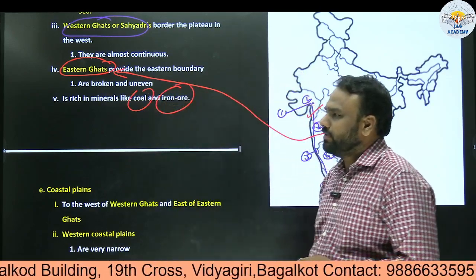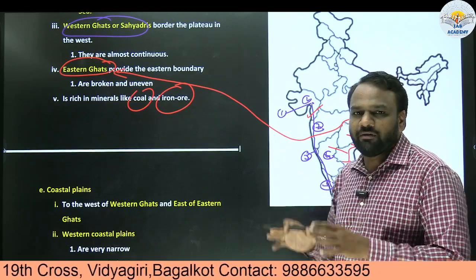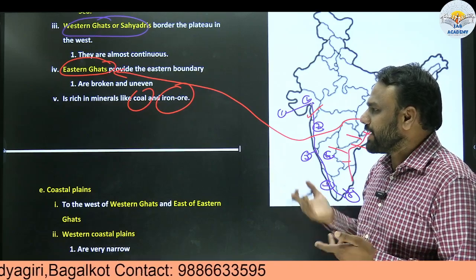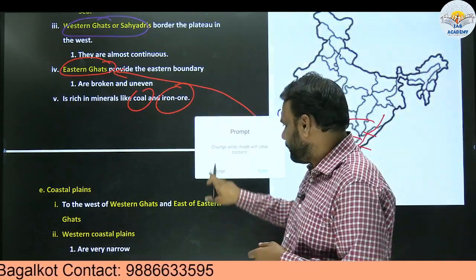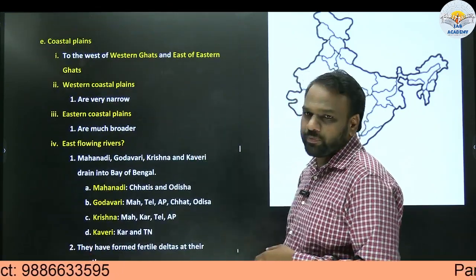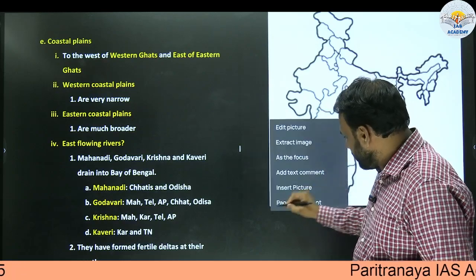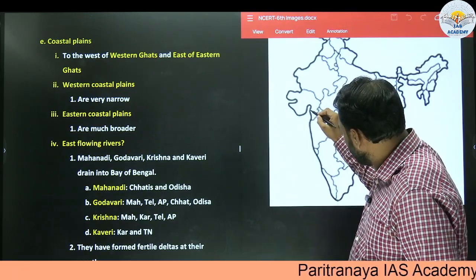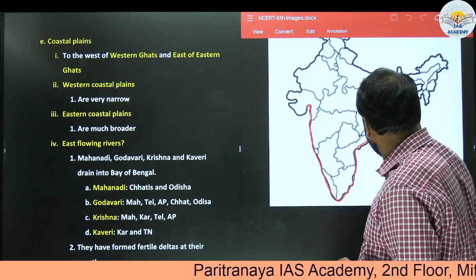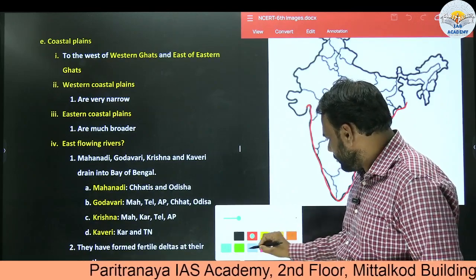Coal and iron ore. In the forthcoming classes we will be discussing the minerals in detail, but at a superficial level, we will understand that peninsular India is rich in minerals like coal and iron ore. Next, coastal plains. So what are coastal plains? Here, this is our coast. Now, let us assume.